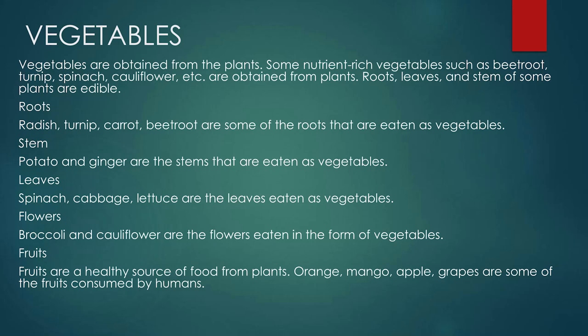From roots, we get radish, turnip, carrot, beetroot. From stem, we get potato and ginger. From leaves, we get spinach, cabbage, lettuce. From flowers, we get broccoli and cauliflower. The fruits are a healthy source. We get orange, mango, apple, pineapple, grapes, watermelon, etc. All fruits are consumed by humans.